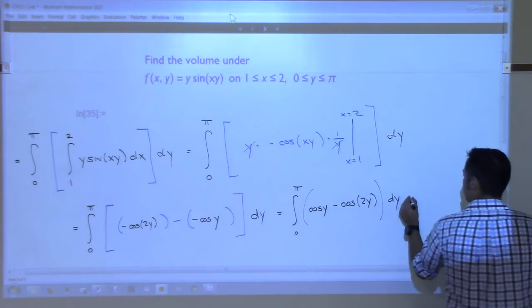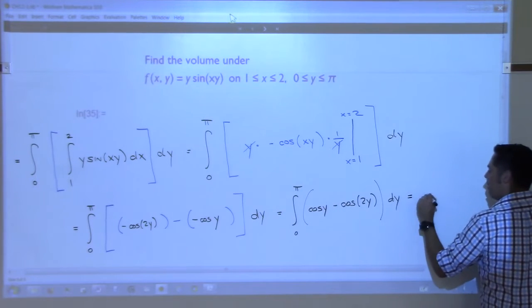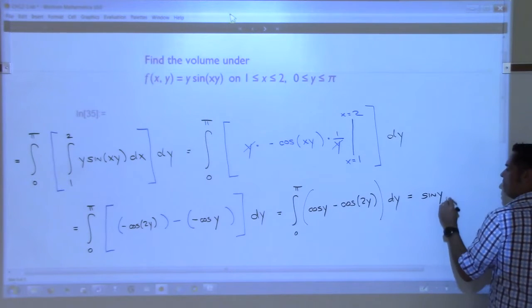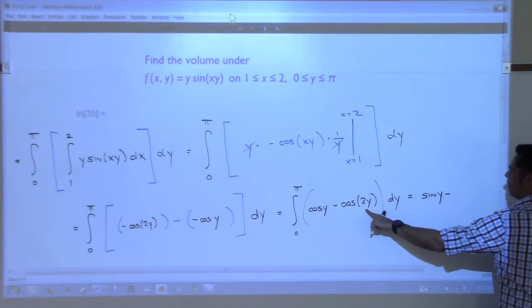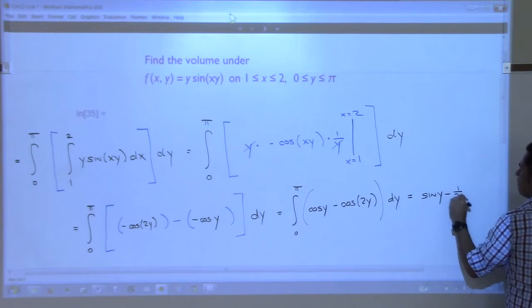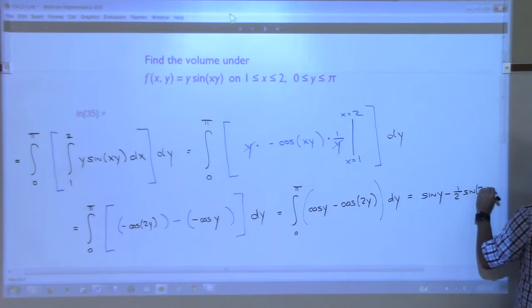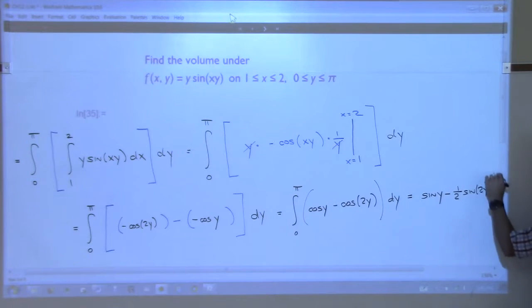So, let me see here. The antiderivative of cosine y is sine y, minus the antiderivative of cosine 2y. What's the antiderivative of that? One half sine 2y. And then I'm going to evaluate that at y equals 0 and y equals pi.